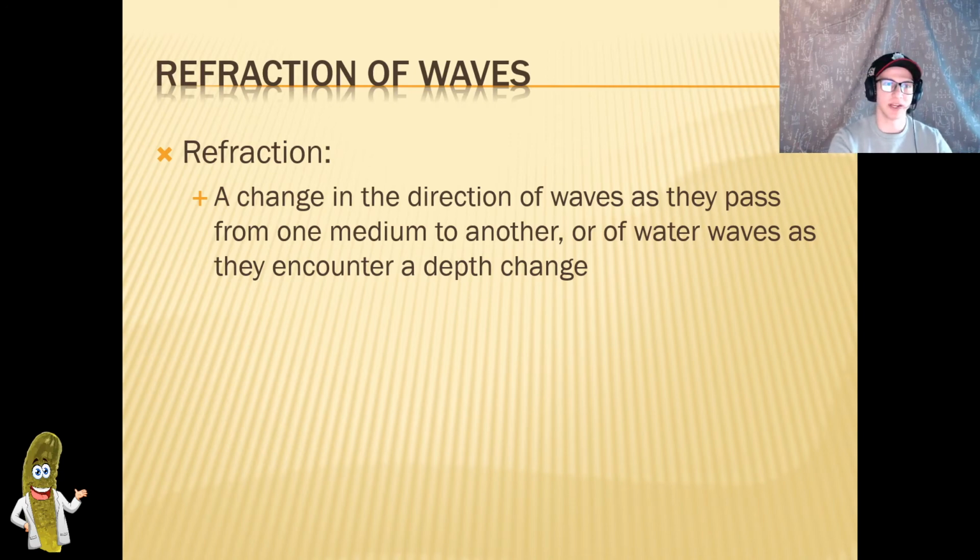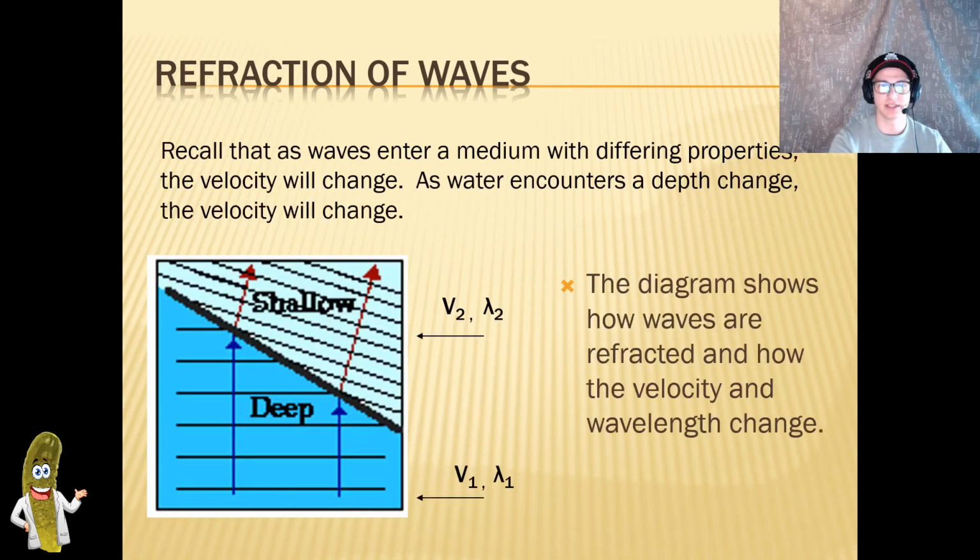Refraction, this is the second term that we need to know. This is a change in the direction of waves as they pass from one medium to another, or of water waves as they encounter a depth change. And you can actually see this in the oceans, and it's a little bit more clear sometimes in rivers where there are very obvious differences in the depths of the water. So as waves enter a new medium with differing properties, the velocity will change. In essence, what's happening here is that waves in deep water will have a huge wavelength and separation between the waves, whereas where it gets shallower, the waves become a lot more concentrated.